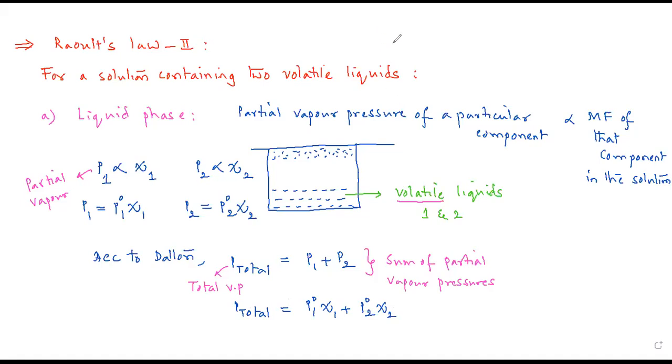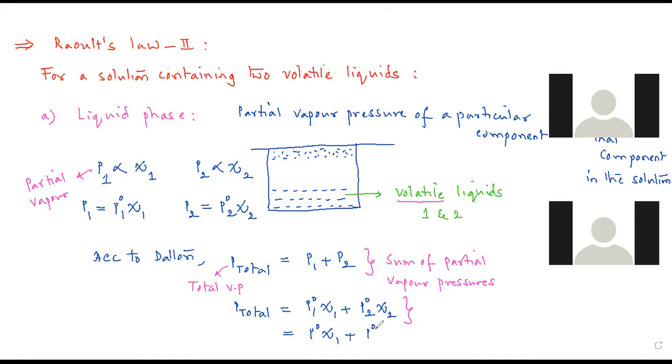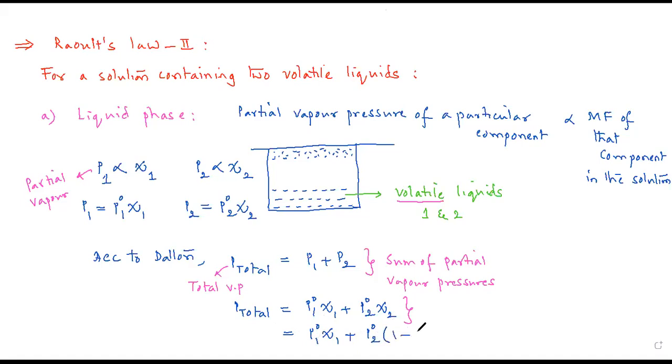Of course, it can be modified. If only X1 is known, X2 can be taken as 1 minus X1. And if only X2 is known, X1 can be taken as 1 minus X2. Right? Let's see. P naught 1 into X1 plus P naught 2 into 1 minus X1. So that is equal to P naught 1 into 1 minus X2 plus P naught 2 into X2. Either you can go with this or this. If only X1 is known, use the second equation. If only X2 is known, then go for the third equation. That's it.